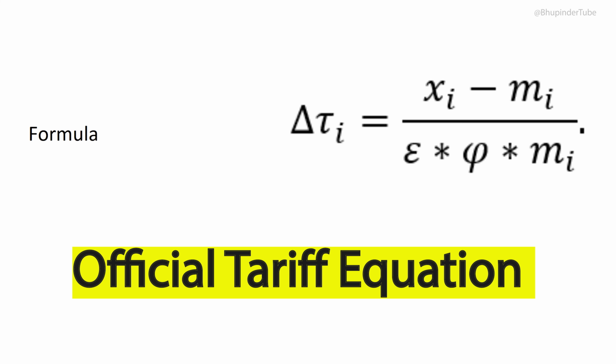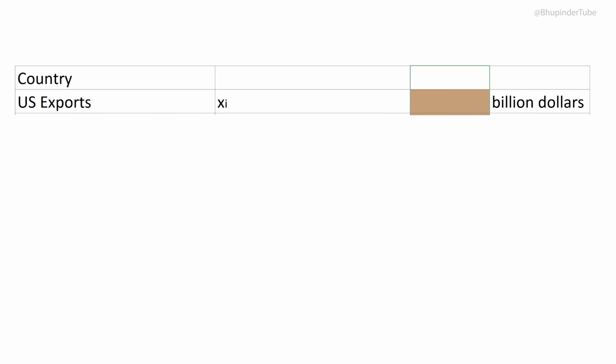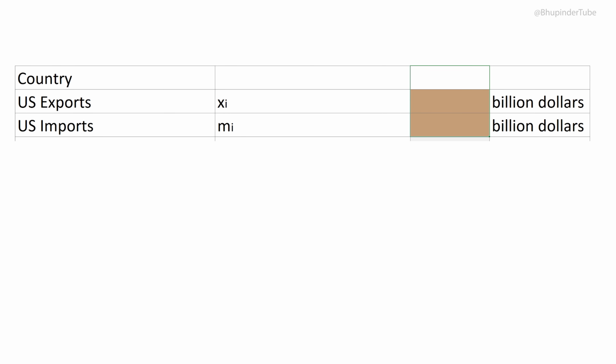All you need is two figures. One is US exports to that country and the other is US imports from that country. So let's use China as an example. US exports to China are $145 billion and US imports from China are $440 billion.